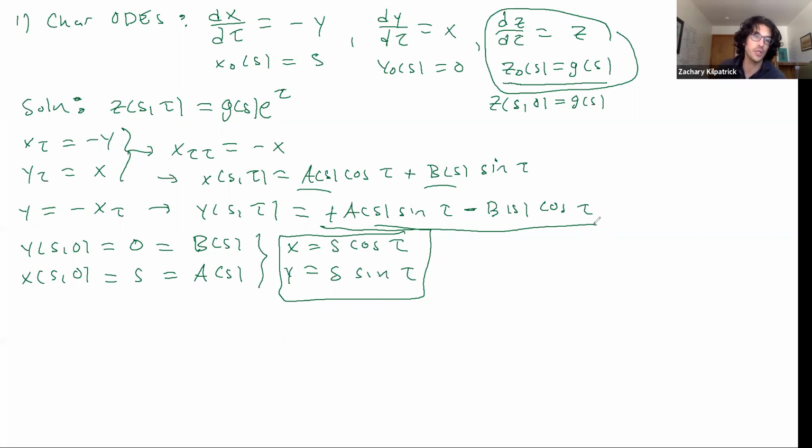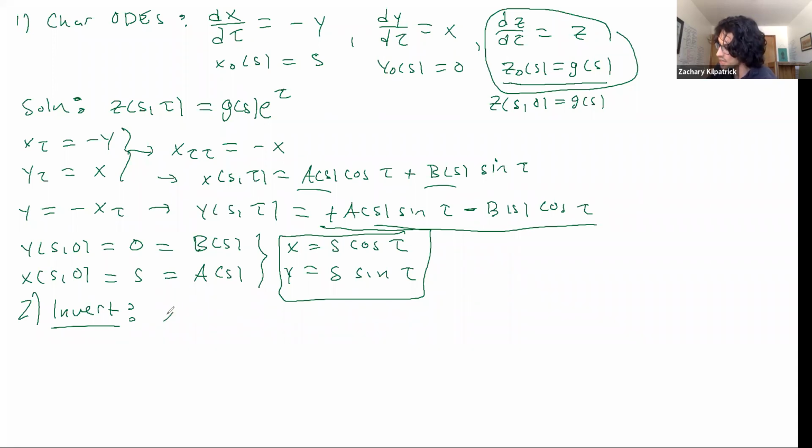Now we have a solution, but it's just in terms of our parameters s and tau. And we don't want it in terms of s and tau. We want it in terms of x and y. So the next step is to invert, okay? And so how do we invert this? You may say, well, I don't know how to do this. You need to get x and y functions that represent s, and some x and y function that represents tau, okay?